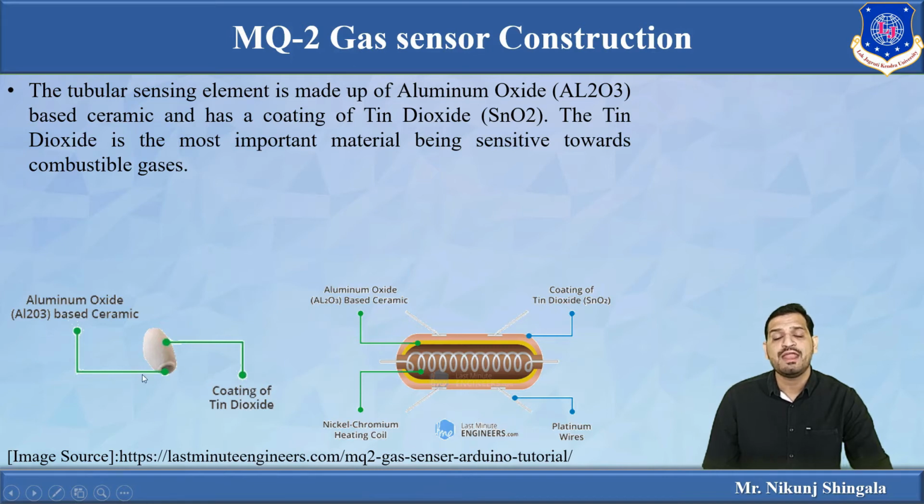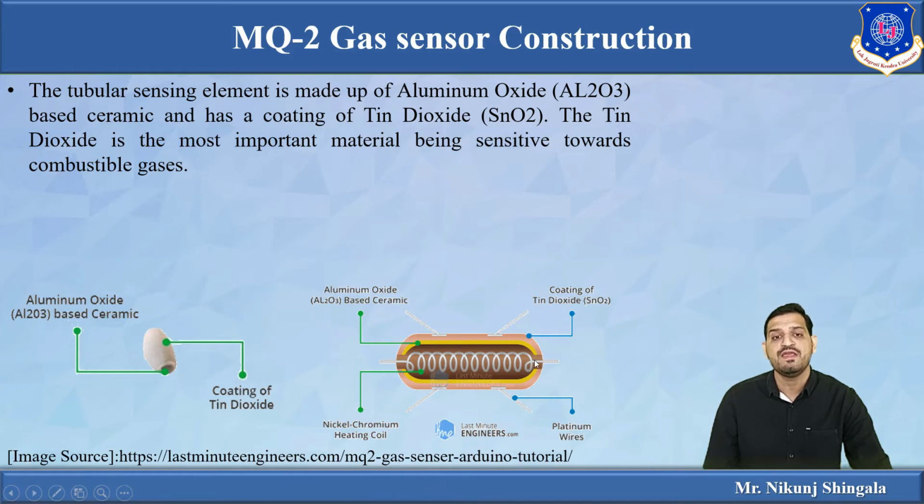On that aluminum oxide base ceramic, there is a coating of tin dioxide. Tin dioxide is the most important material, which is sensitive toward combustible gases. Tin dioxide is sensitive to different kinds of gases, and this is the internal structure.